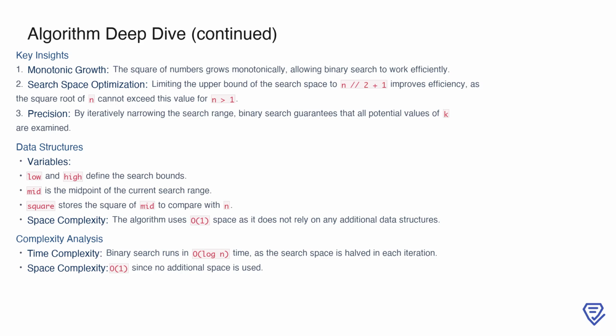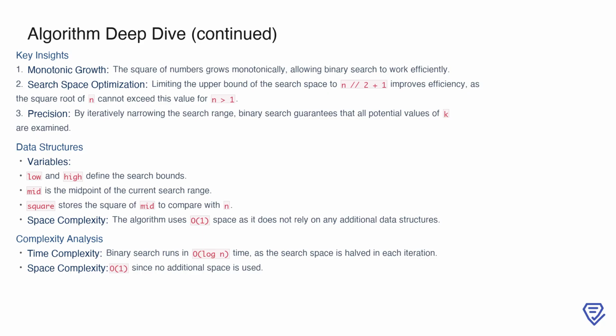There are a few key insights that make this approach efficient. First, the monotonic growth of squares ensures that as the value of mid increases, its square also increases. This property guarantees that binary search works effectively, as we can systematically narrow down the search range. Second, limiting the upper bound of the search space to n//2 plus 1 is crucial for optimization, especially for large values of n, since the square root of a number greater than 1 will always be smaller than half of n. Lastly, binary search ensures precision by iteratively reducing the range of possible values for k.